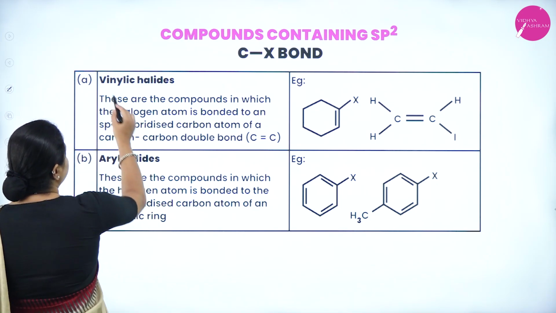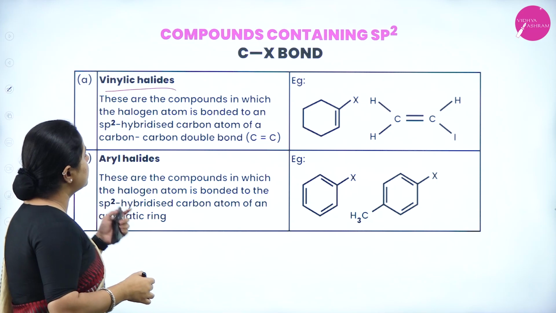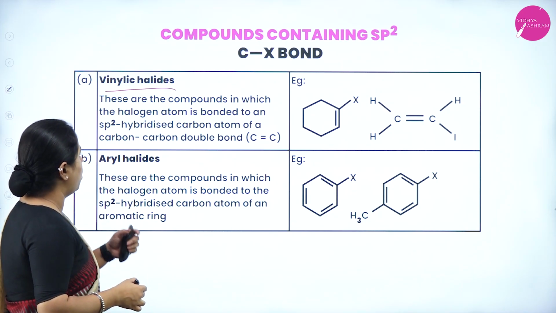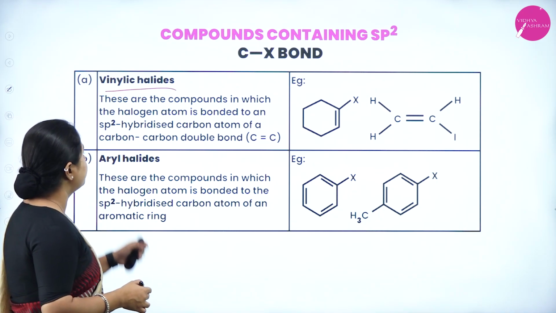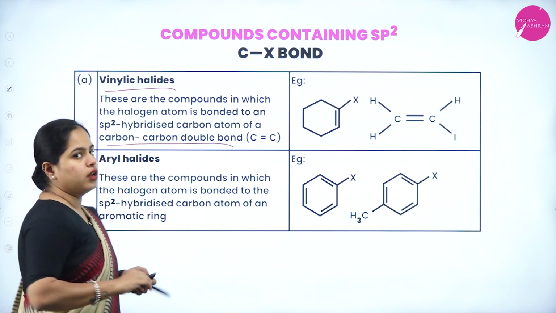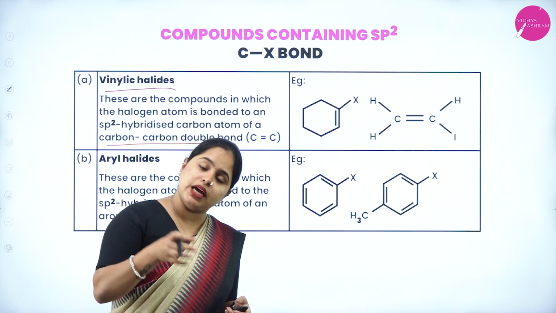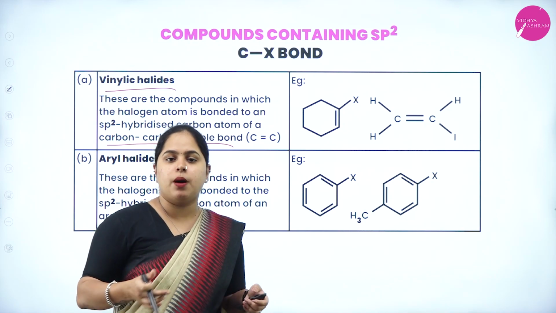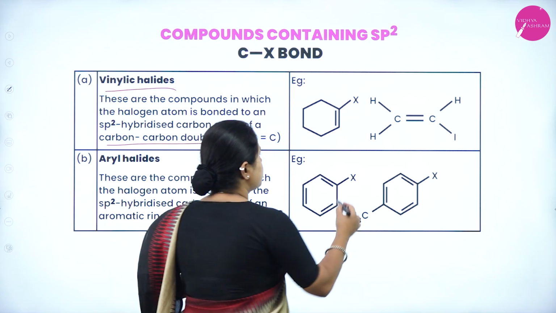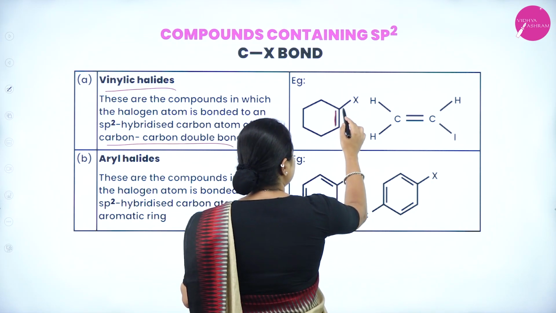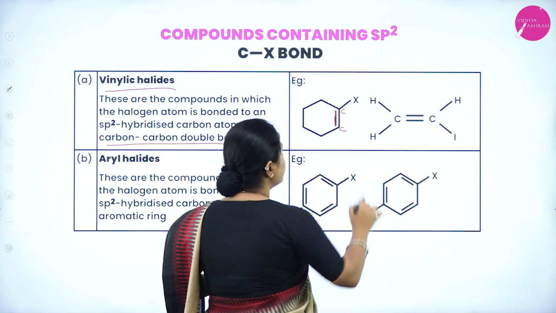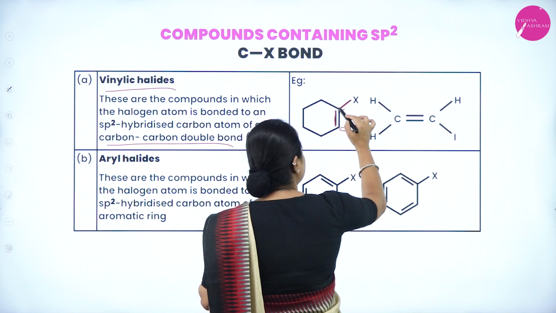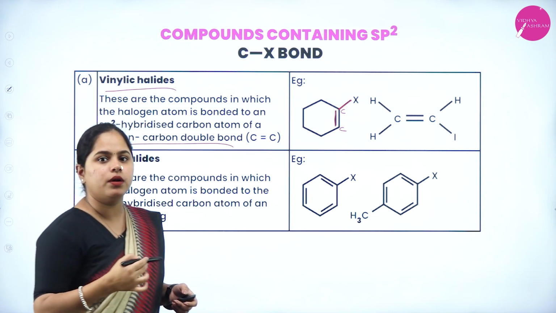Okay, so the first type is vinylic halides. So these are the compounds in which the halogen atom is bonded to an sp2 hybridized carbon of a carbon-carbon double bond. So now the halogen atom is directly attached to the carbon atom, which is a part of the carbon-carbon double bond. So you can see here the double bond is present in this carbon atom and this carbon atom, and the halogen is directly attached to the carbon atom, which is part of a double bond.